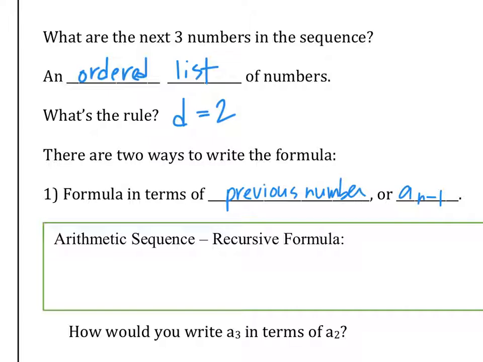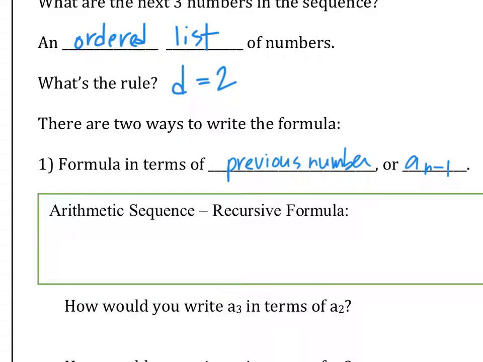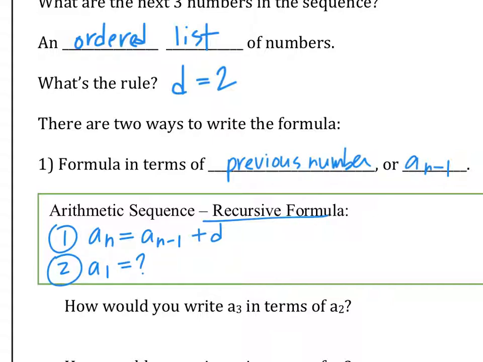Okay, so to summarize that, sorry, that was very long. For the recursive formula, what you have to do is write the formula as the previous number plus the difference. But that is not enough. You need to tell me what A1 is. So those are the two things you need for a recursive formula. Both of them have to be in there for it to count. If you only have one, it's not good enough.